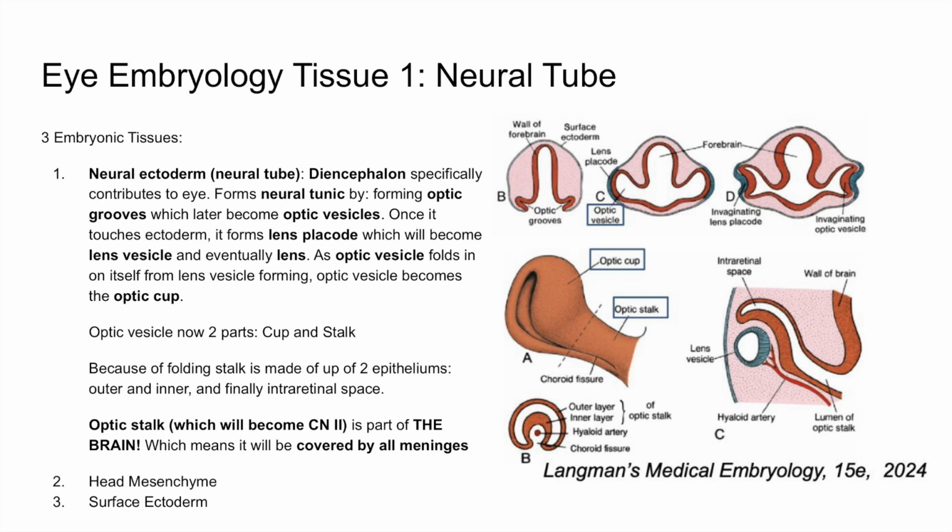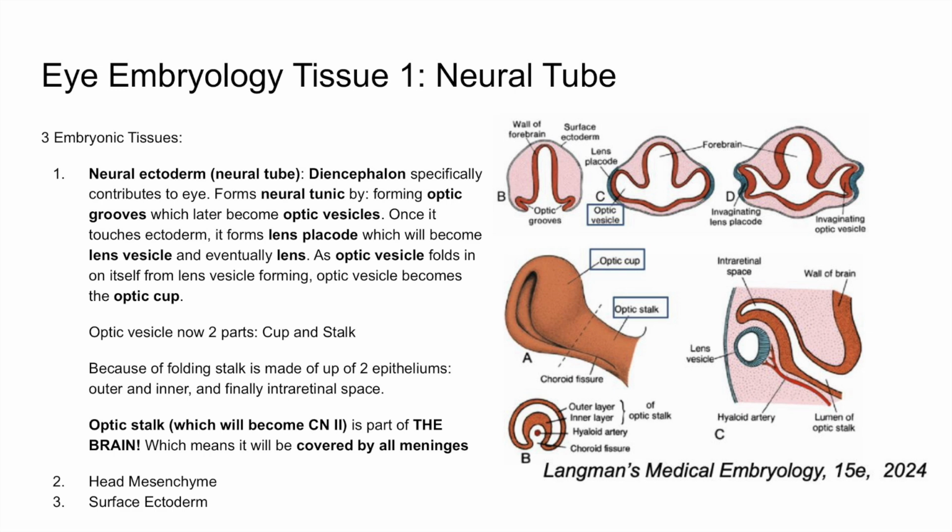The lens placode then invaginates to form the lens vesicle, which will eventually become the lens of the eye. At the same time, the optic vesicle itself invaginates, essentially folding in on itself and transforming into a 2-layered structure called the optic cup. So now you have 2 key structures, the lens vesicle from surface ectoderm and the optic cup from neural ectoderm. The optic vesicle also maintains a connection back to the brain through the optic stalk, which will eventually become the optic nerve or cranial nerve 2.